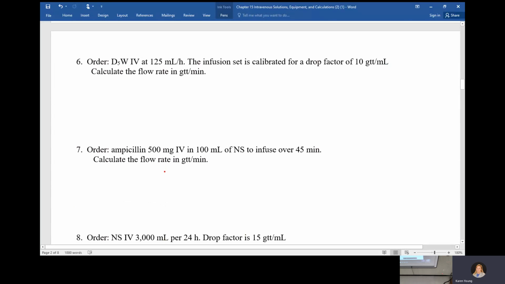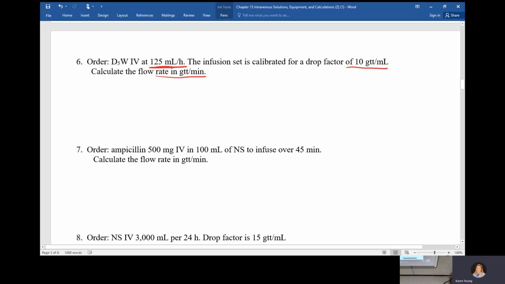So let's go into a problem before I confuse everybody. In number 6, the order is for D5W IV at 125 milliliters per hour. Even though that's a flow rate, it's also telling me my amount, 125 milliliters over 1 hour. The infusion set is calibrated for a drop factor of 10 drops per milliliter. Okay, so that's my drop factor. So calculate the flow rate, drops per minute.